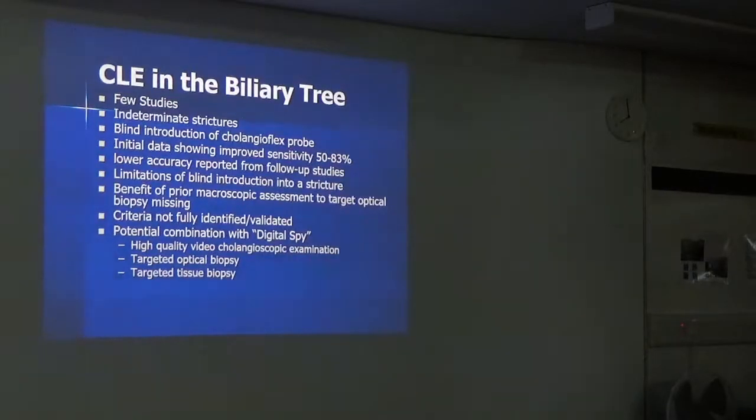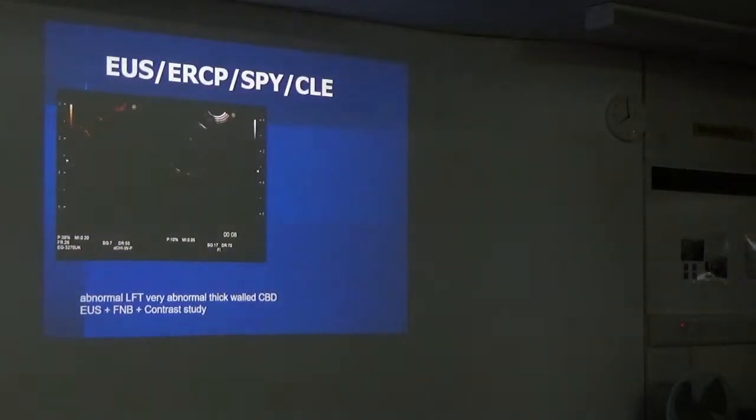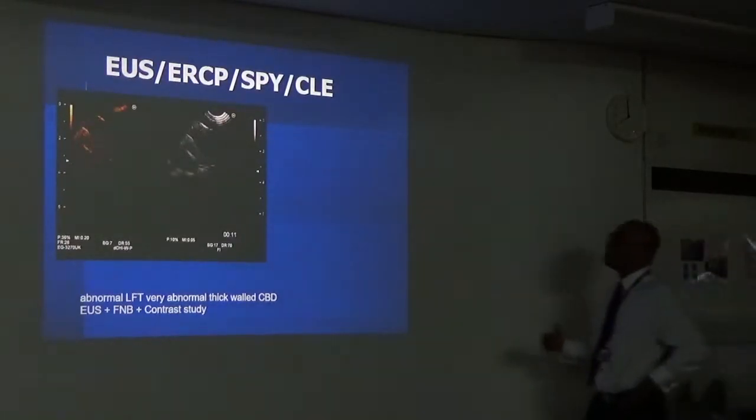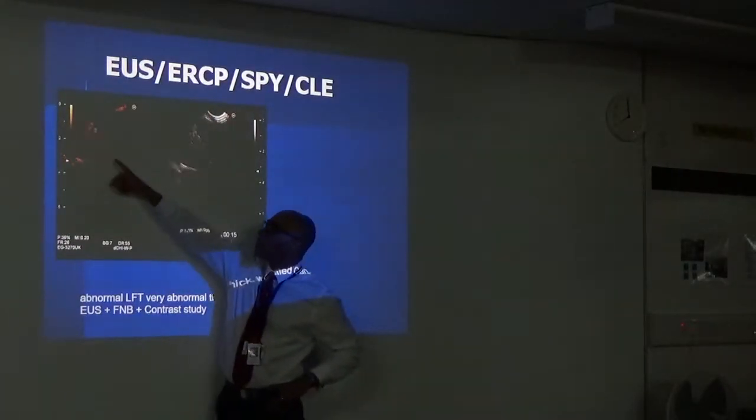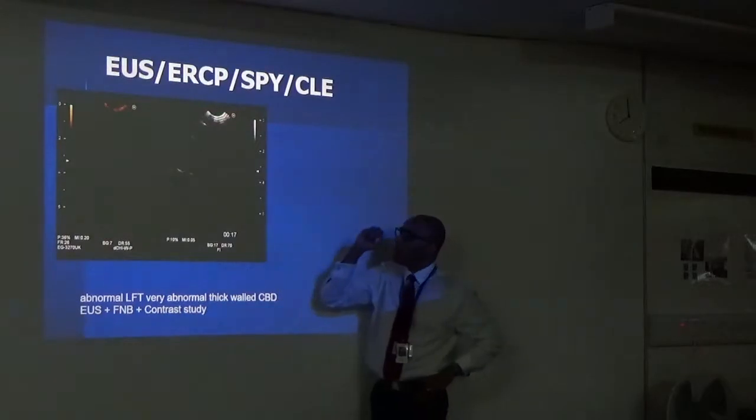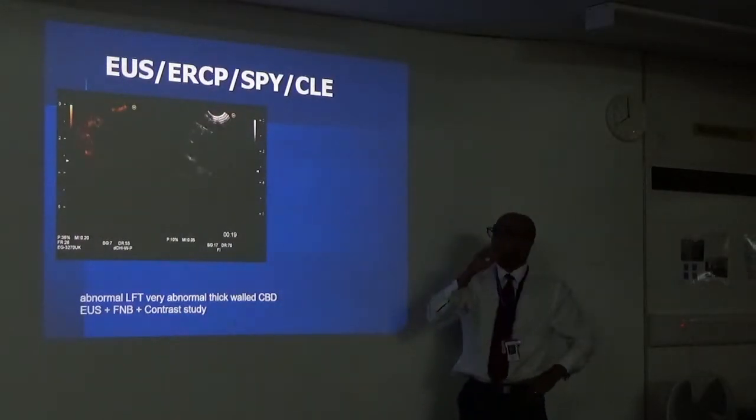And we use it to look at strictures that are not being diagnosed in any other way. And I'll just show how you can use endoscopic ultrasound, ERCP, spy scope, and the confocal laser microscopy. This probably isn't going to project very well, but this is an endoscopic ultrasound image of a very thickened bile duct. That's the contrast agent, which is the fine bubbles that are picked up by small blood vessels.